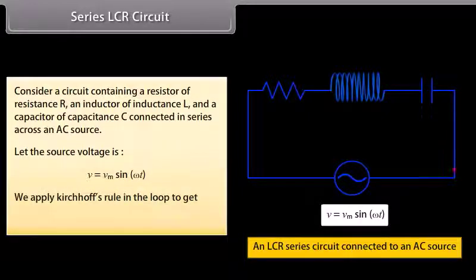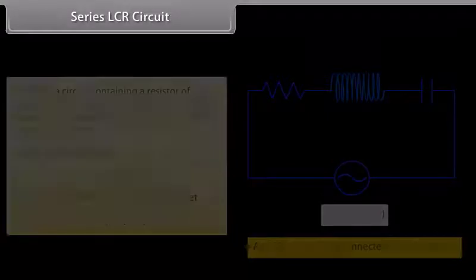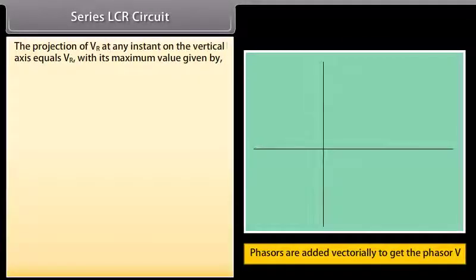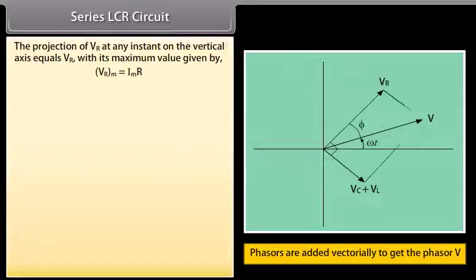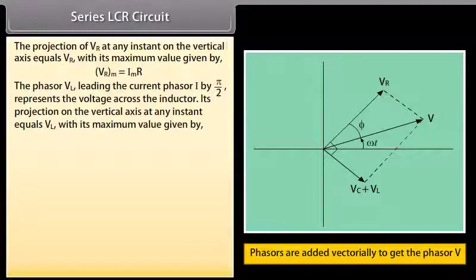We apply Kirchhoff's rule in the loop to get V is equal to VR plus VL plus VC. The projection of VR at any instant on the vertical axis equals VR, with its maximum value given by product of Im and R. The phasor VL leading the current phasor I by pi by 2 represents the voltage across the inductor. Its projection on the vertical axis at any instant equals VL, with its maximum value given by product of Im and XL.